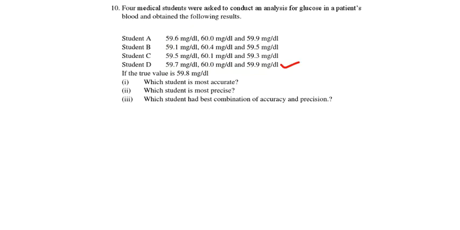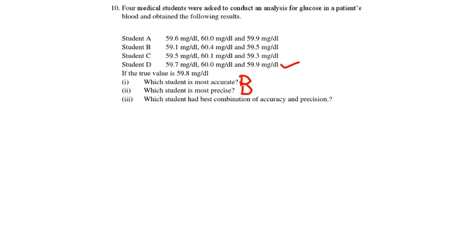And then which student has got the best combination? Since the values were closer to the accurate value, D again, precise D. If I'm right, then D remains the student that was more precise, right? So D has got the best combination.